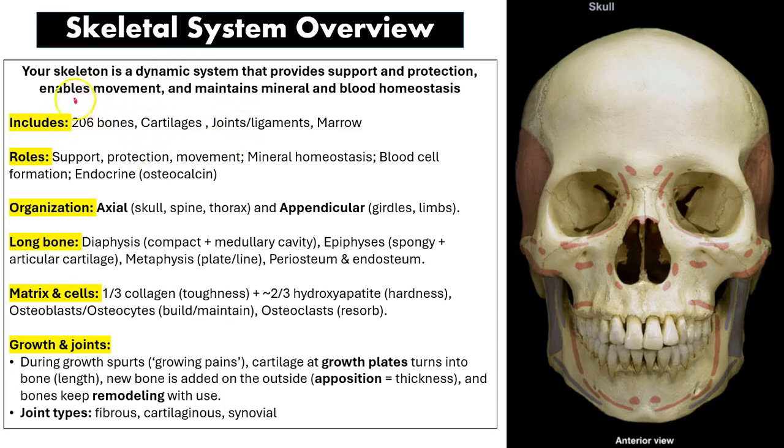206 bones would be basically chapter 7. We'll be dealing with cartilages in chapter 6. Joints and ligaments is going to be chapter 8. We'll get into some details about yellow and red bone marrow in this lecture as well.